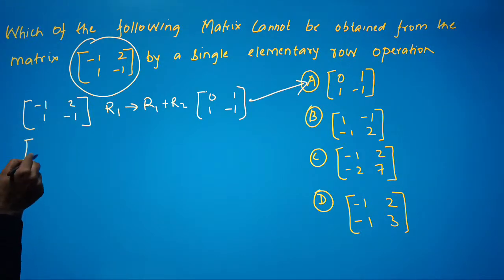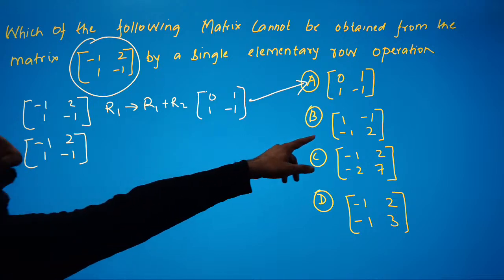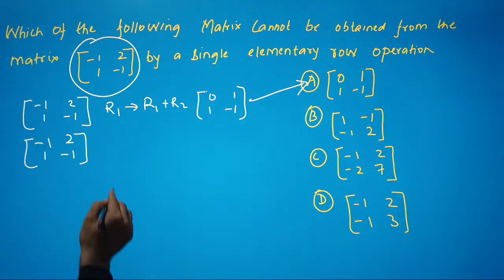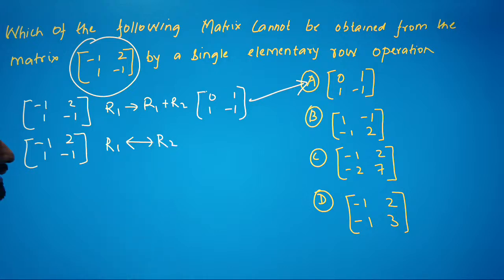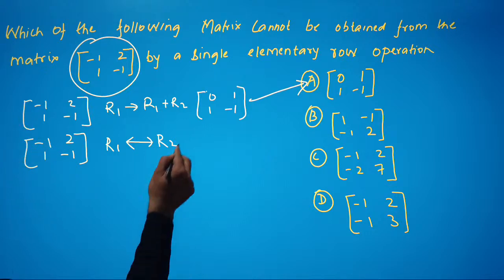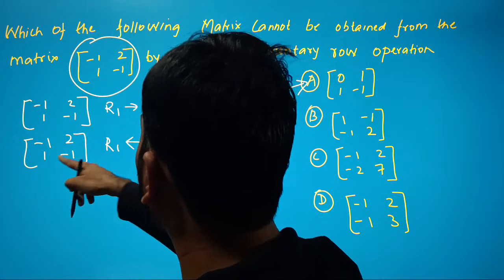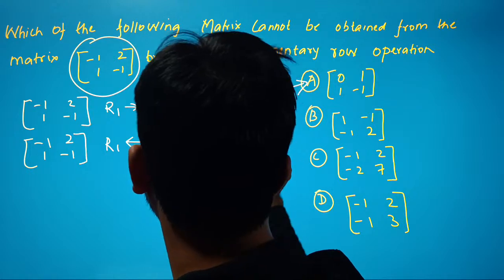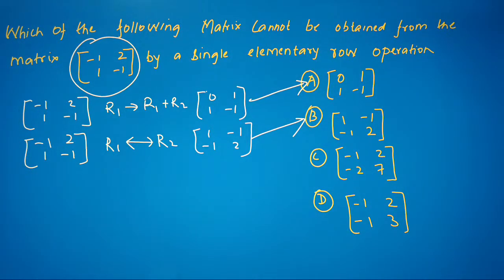Now check for option B. Minus 1, 2, 1 and minus 1 is given in the question, and we have to get 1, minus 1 and 2, right? So if I interchange row 1 and row 2, let's see what we get. Interchanging row 1 and row 2, 1 will shift here, minus 1 will shift here, and 2 will shift here. This is similar to option B, right?